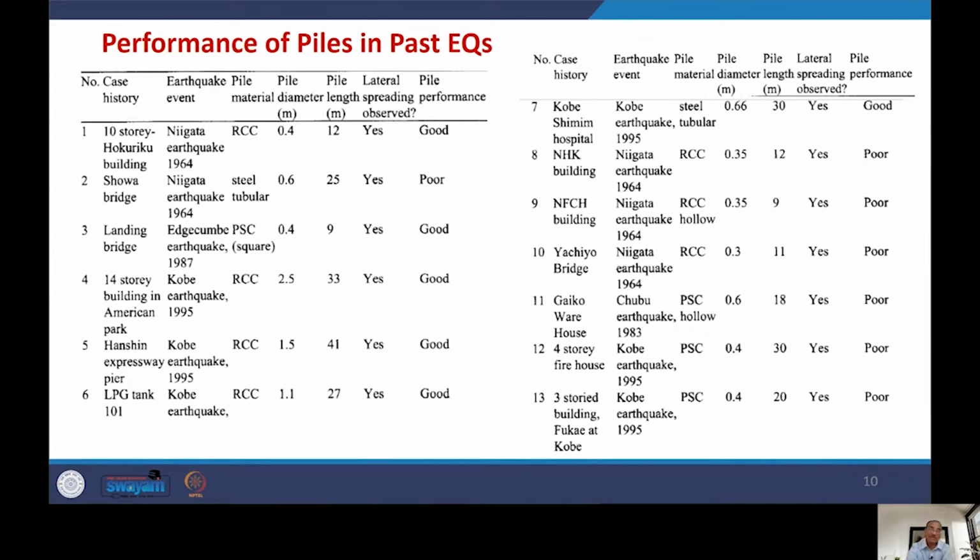So in the past, when we see the performance of pile foundations, when the piles are passing through liquefiable soils, it has been observed that piles have performed very well, or they have performed poorly. So both experiences are there. It is a mixed experience, good experience as well as bad experience. Both experiences are there from past earthquakes.